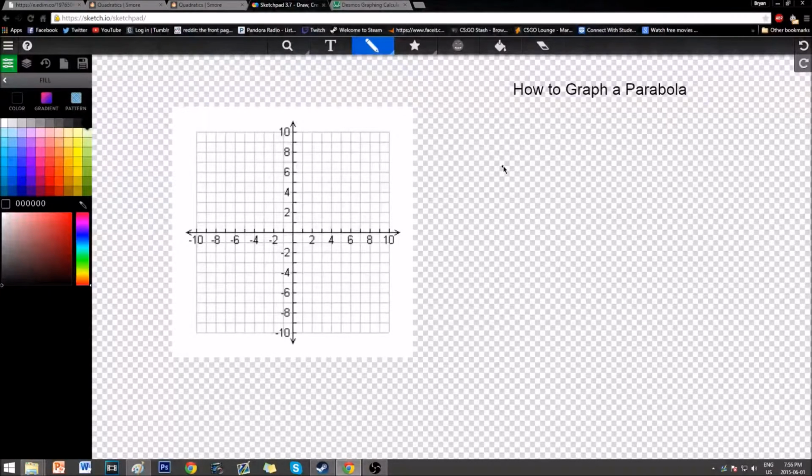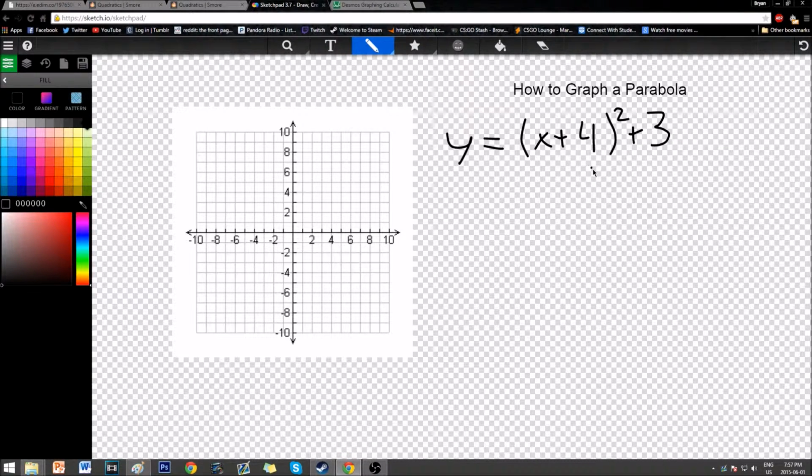Hello everyone, today we're going to learn how to graph parabolas, and we're going to learn this by doing a couple of equations. So the first one we're going to do is y equals (x plus 4) squared plus 3.